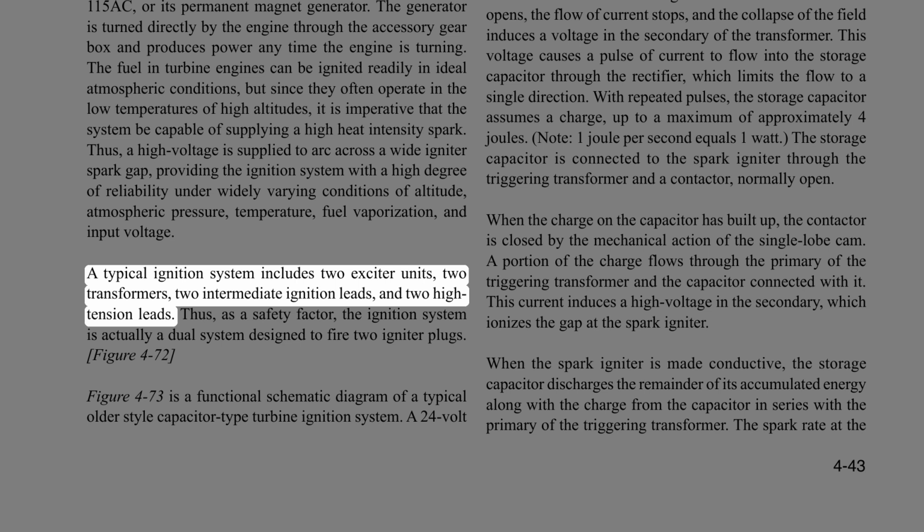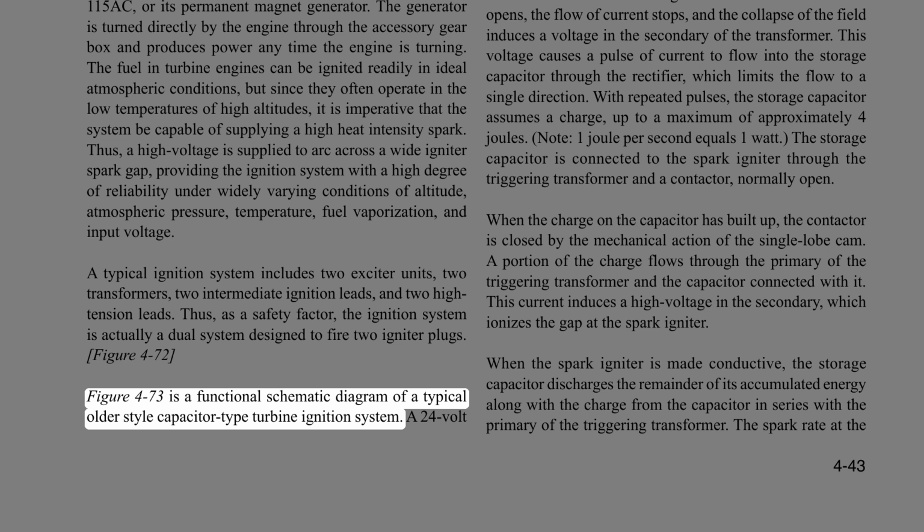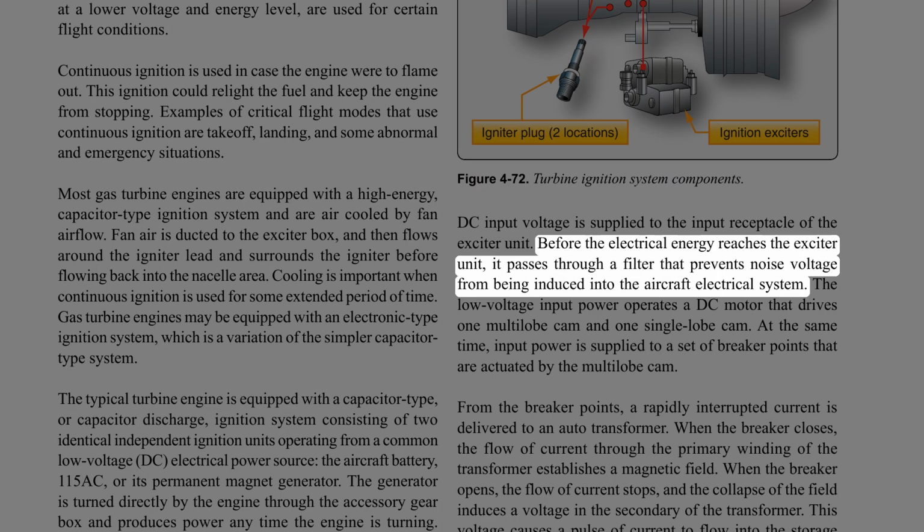A typical ignition system includes 2 exciter units, 2 transformers, 2 intermediate ignition leads, and 2 high-tension leads. Thus, as a safety factor, the ignition system is actually a dual system designed to fire 2 igniter plugs. Figure 4-73 is a functional schematic diagram of a typical older-style capacitor-type turbine ignition system. A 24-volt DC input voltage is supplied to the input receptacle of the exciter unit. Before the electrical energy reaches the exciter unit, it passes through a filter that prevents noise voltage from being induced into the aircraft electrical system.